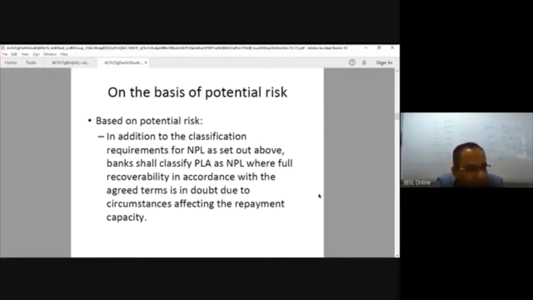Then it was an issue. From the time it was given, it was going to be a problem. So you go and provide for it, right? You go and classify it, because we know it is going to be non-performing. Don't wait for the 90 days or all that, better to classify because that is the nature. It's not going to be paid.